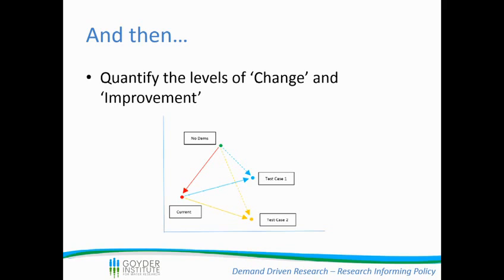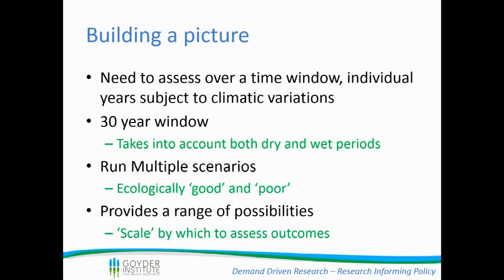So we've got your second scenario here, which might represent full allocation. That's actually representing a change and not an improvement. So I'll just speed through this stuff quite quickly. You can't do it over a single year because that's relatively pointless. So what we did, when we trialled this with some other data, we've used a 30-year window that takes into account both wet and dry periods. You run multiple models so that you can get an idea of the spectrum of which you're dealing with. So you can have a really bad year and a really bad scenario and a really good year and a good scenario. And it provides a bit of a scale.